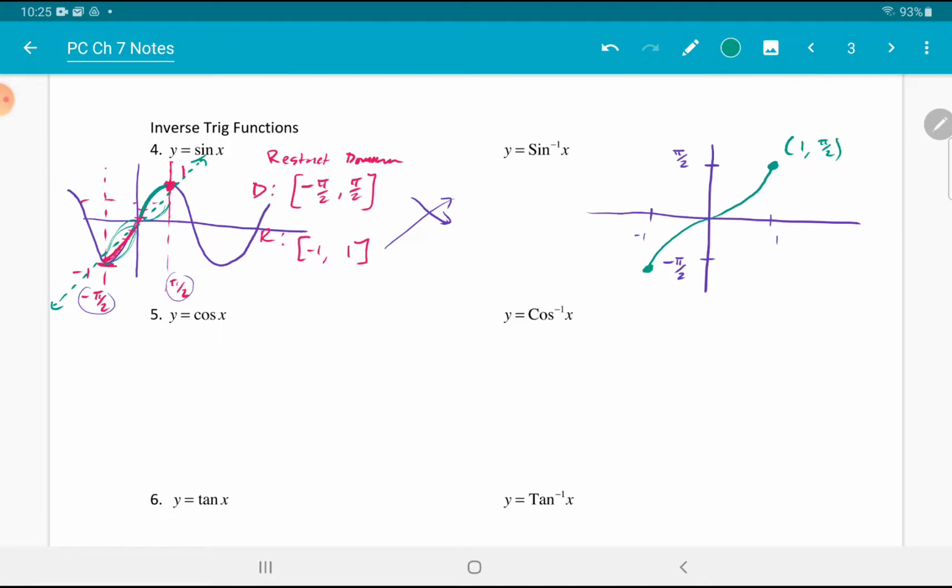Okay, and so you can see here that the domain and range have also flipped: now the domain of our graph is going from negative 1 to 1, and the range of our inverse function is going from negative pi over 2 to pi over 2. So that's when we look at the inverse sine function and its restrictions. Now the inverse sine is a function. We've restricted the domain, it's all good.